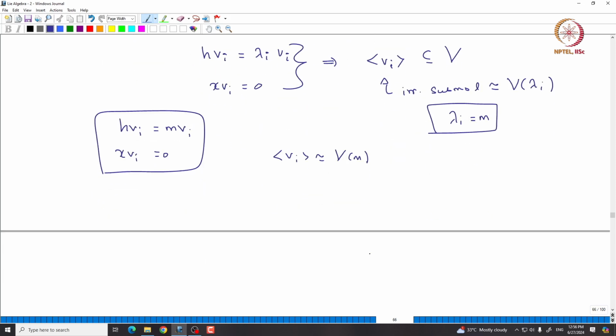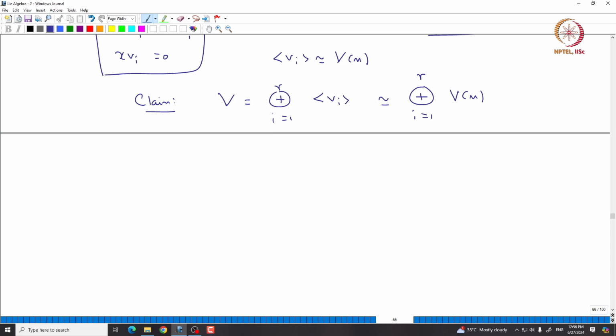Now, the claim is that V is indeed a direct sum of these submodules generated by the v i. Okay. Each one of them is indeed a copy of V of m. So, we have exactly r copies of V of m. So, V is written as a direct sum of r copies of V of m. So, how can one prove that?